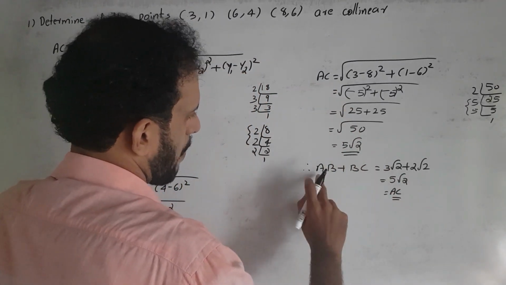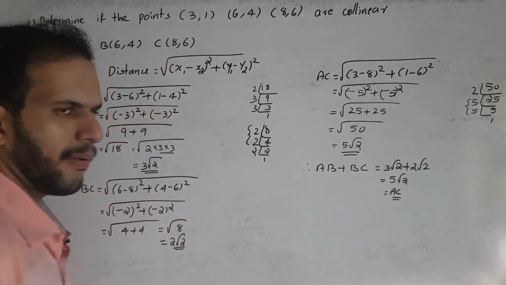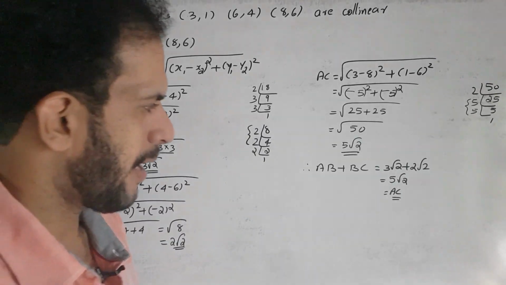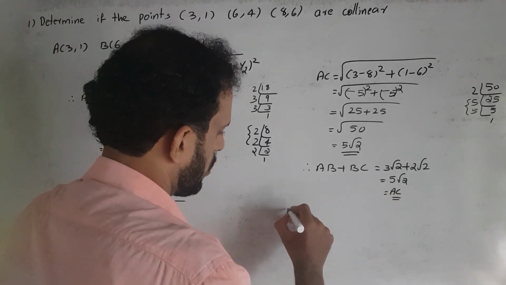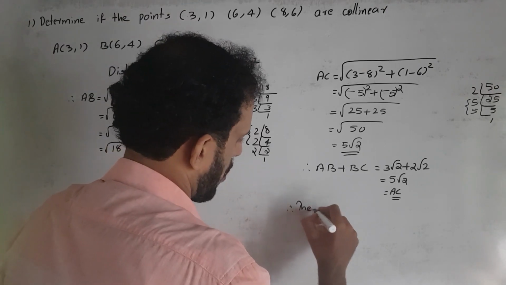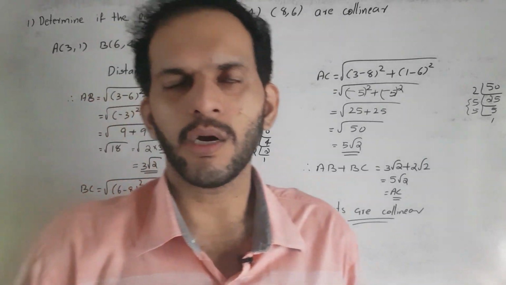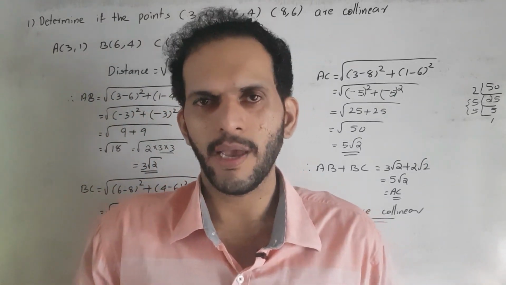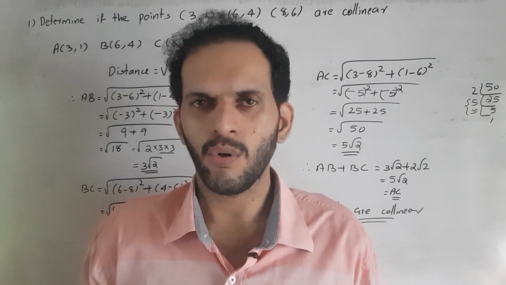Got it? The sum of the two distances is equal to the measurement of the larger one, correct? AB plus BC is equal to AC. So we conclude, therefore, the points are collinear. Okay, so what we concluded here is that the points are collinear. If we do not get the sum equal to the larger one, then we conclude they are not collinear.